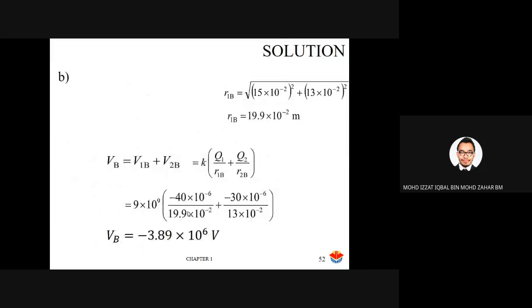Okay, the next one, yang B tu, of course you have to find R1B first. That one is just a Pythagoras. So dikira kat sini. And then to solve this one, again you basically use the same method. Again, masukkan nilai negatif. Penting, this one is penting.